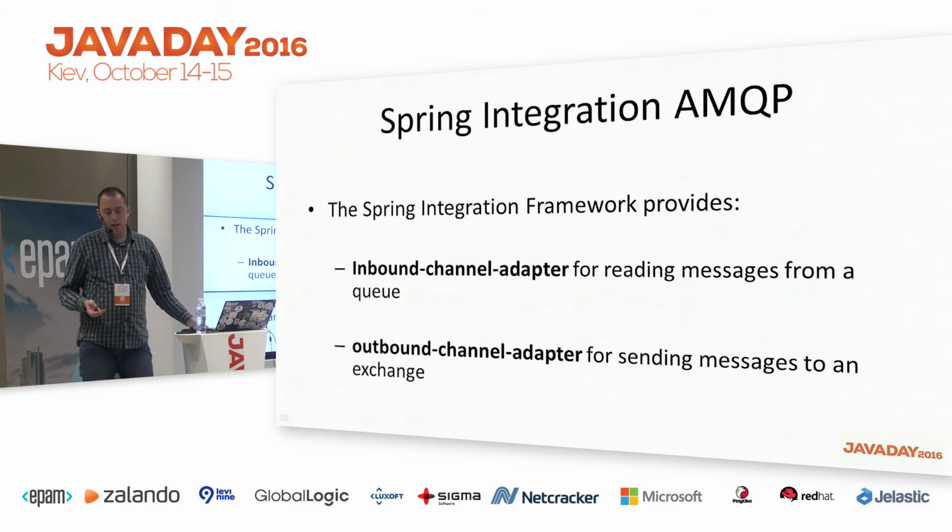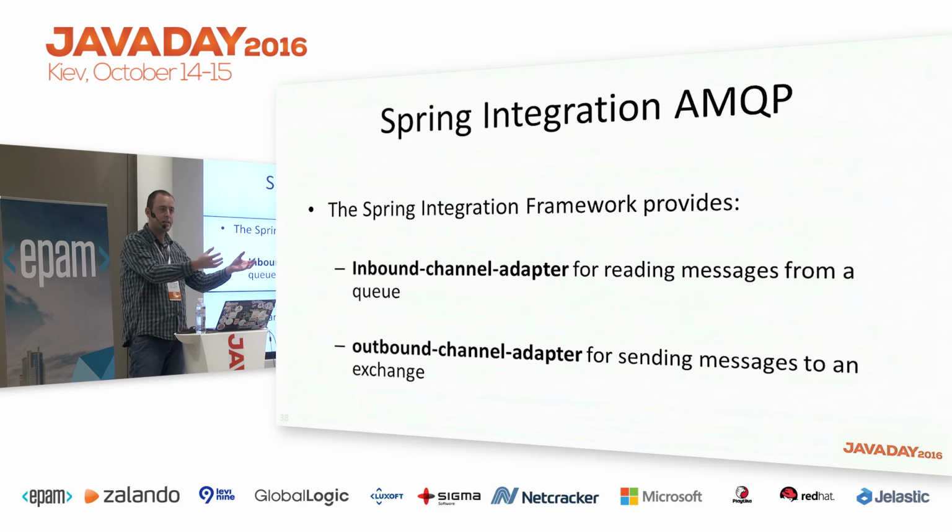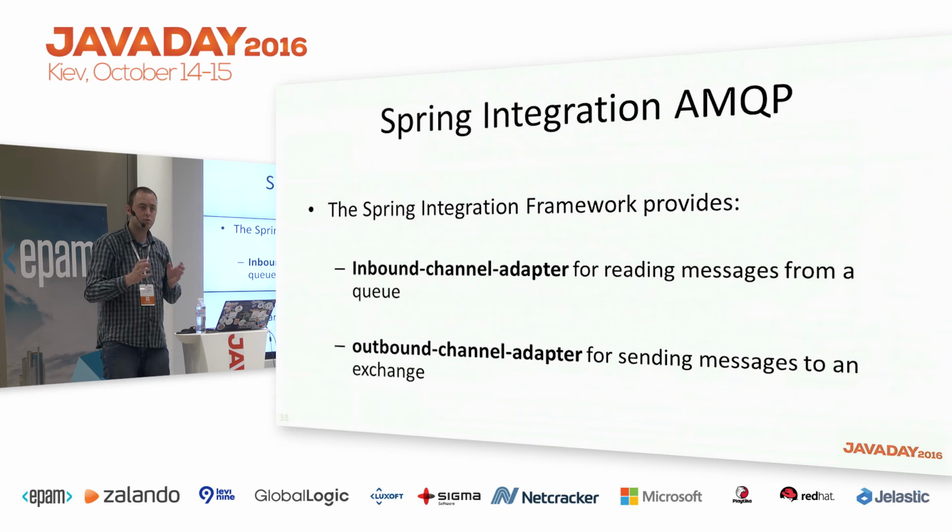Apart from the Spring AMQP framework, we have also the Spring Integration framework, which provides several distinct types of elements that allow the Spring Integration framework to integrate with RabbitMQ. These in particular are the inbound channel adapter and the outbound channel adapter. An inbound channel adapter allows us to read messages from a RabbitMQ instance, and an outbound channel adapter allows us to send messages to a RabbitMQ instance.